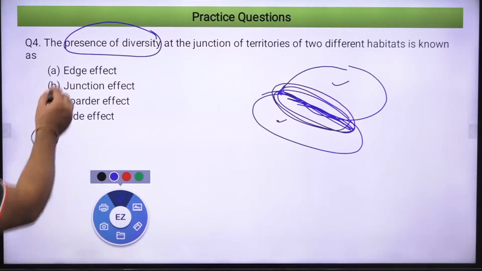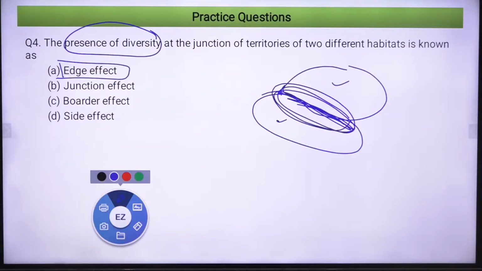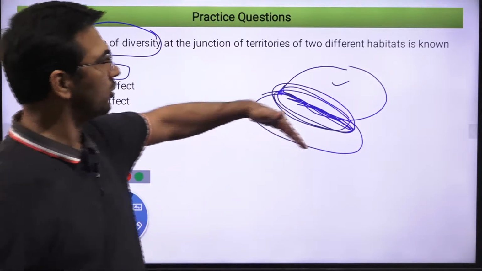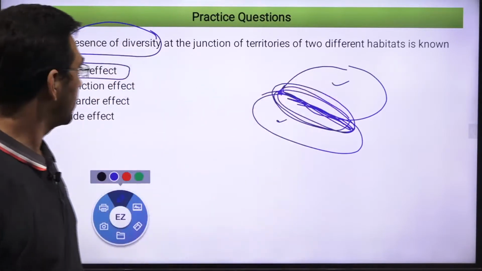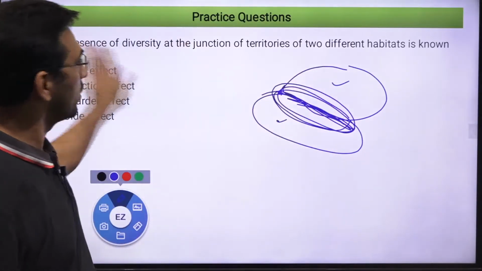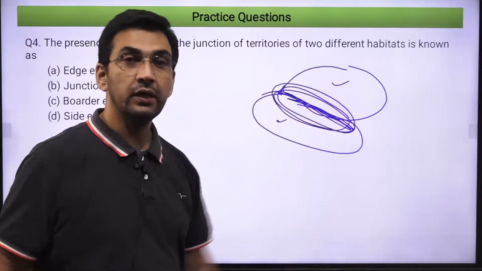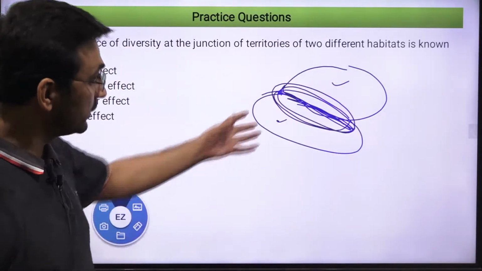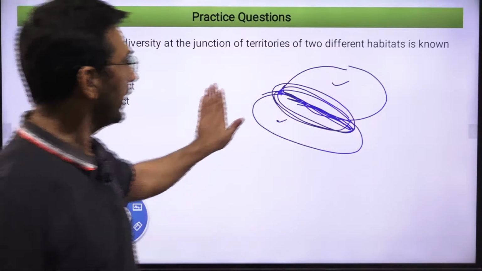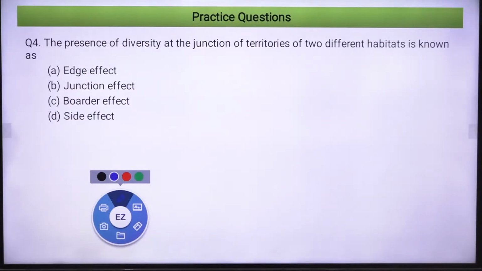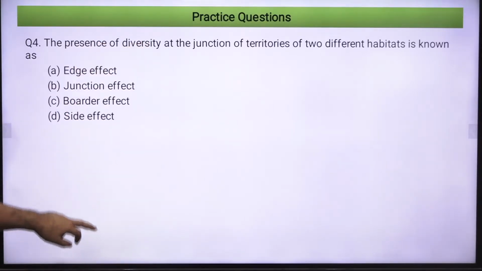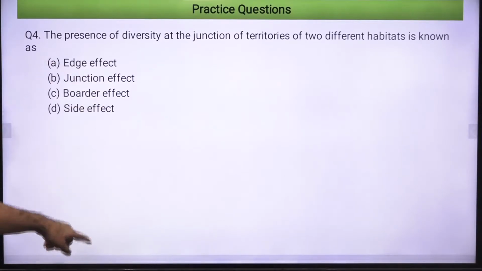So basically, this is a very specific name, which you need to remember. What does that mean? Edge means the edge or boundary of those ecosystems or habitats where they're coming together, right? So in those ecosystems you're going to have a huge variety of species, and that effect of existence of a large variety of species, we call an edge effect. And that is the presence of diversity, that is, you are going to have more biodiversity in that particular place. So keep this in mind, it is a very specific term which has been used here.